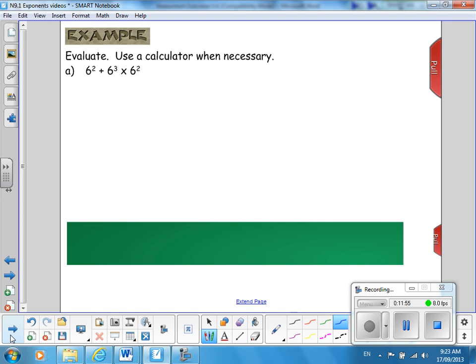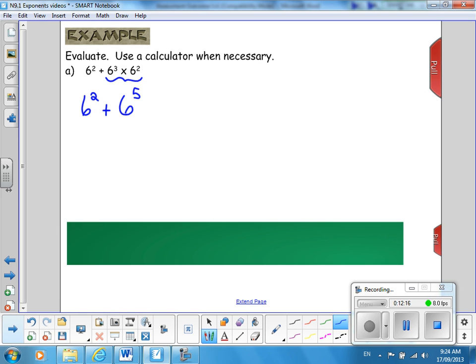All right, we have same bases. One set's being added, one set is being multiplied. Order of operations tells us we're going to do the multiplication first. So we're going to have 6 squared plus, multiplying same bases means add the exponents. So 3 plus 2 is 5.